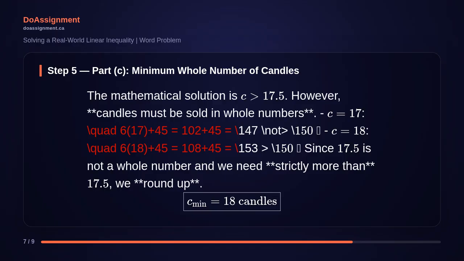Selling 17 candles gives only $102, not enough. Selling 18 candles gives $153, which is indeed more than 150. So the minimum number of whole candles is 18.